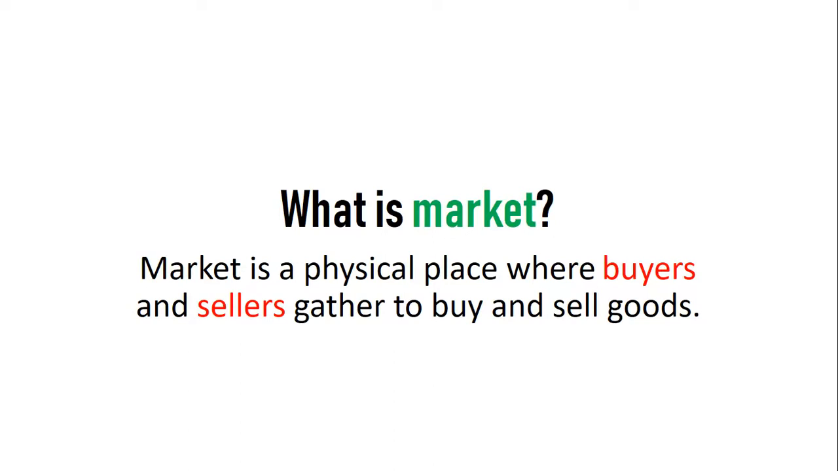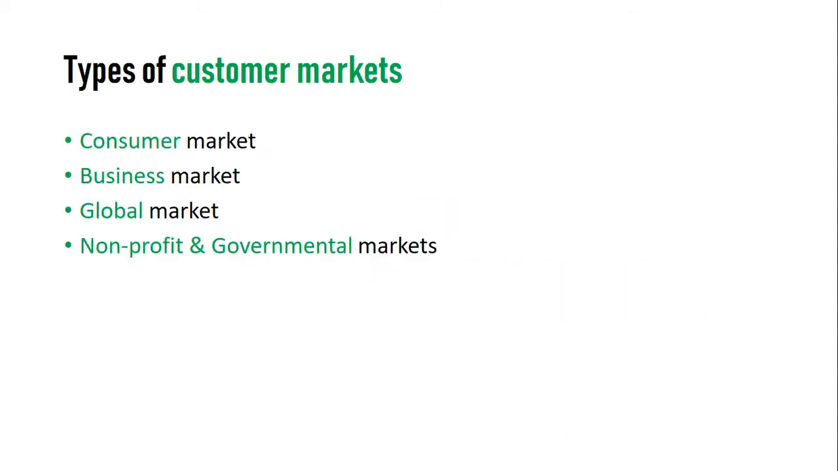But right now, if you talk about the information age, then the definition has changed a little bit. The market is not only physical, it might be digital also, because right now a lot of e-commerce is coming in, like Flipkart, Amazon and others. So it can be physical or digital, tangible or intangible. So the market is basically a physical and digital place where buyers and sellers gather to buy and sell goods and services.